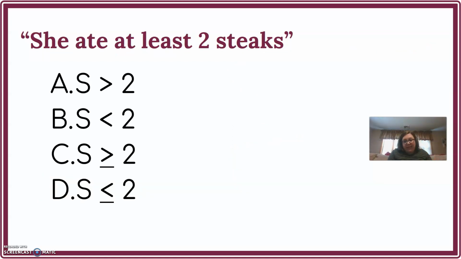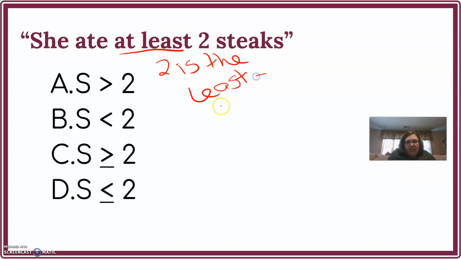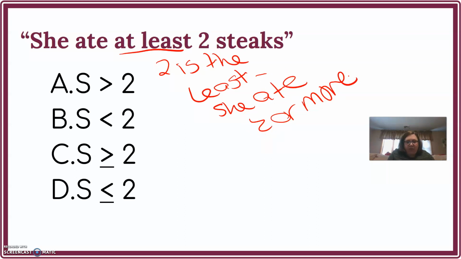She ate at least 2 steaks. So 2 is the least. So she ate 2 or more. 2 is the least that she ate. So this number of steaks is 2 or more, so it's greater than or equal to 2, which would be option C.